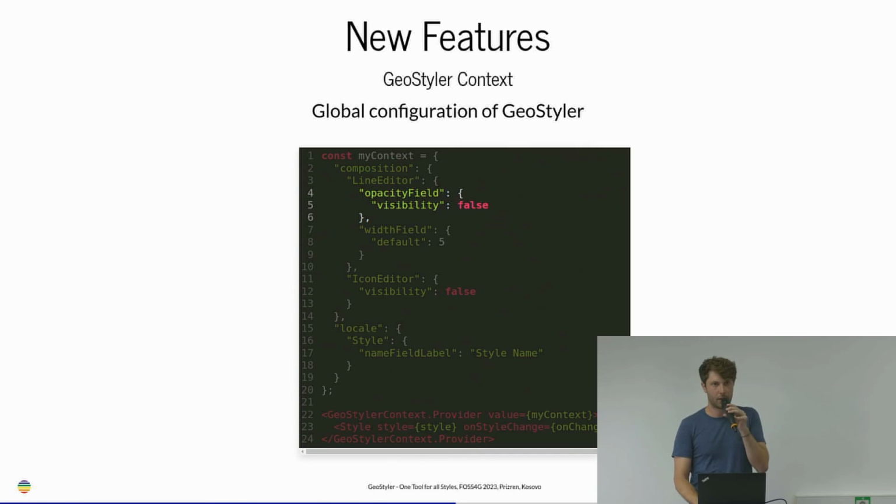So for example, you can change the visibility of certain fields. If you want your users not to be able, for example, to edit the opacity field of the line editor in this case, you can just set it to false and it will not be rendered.